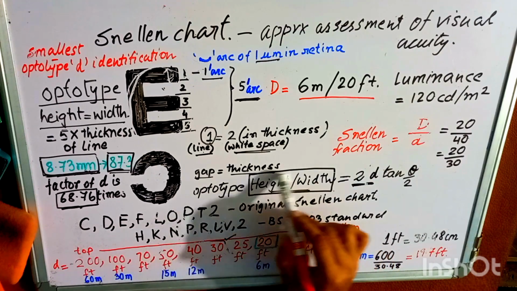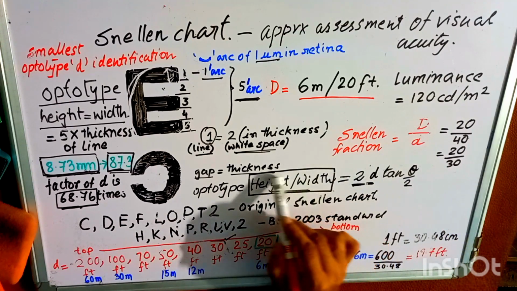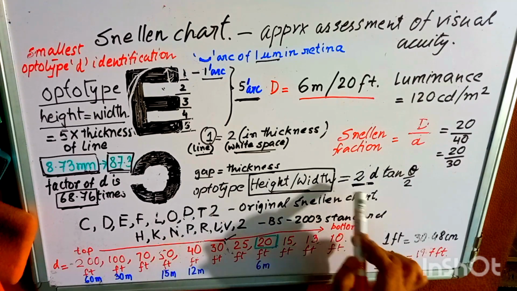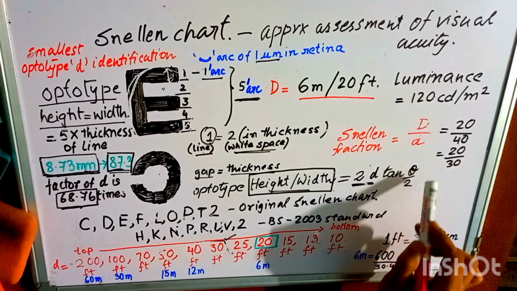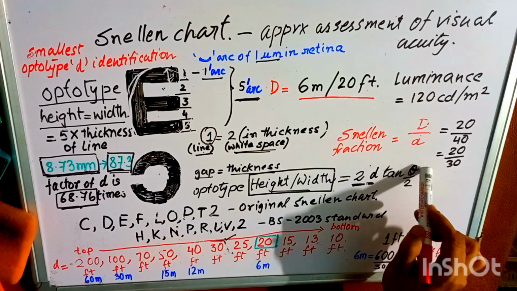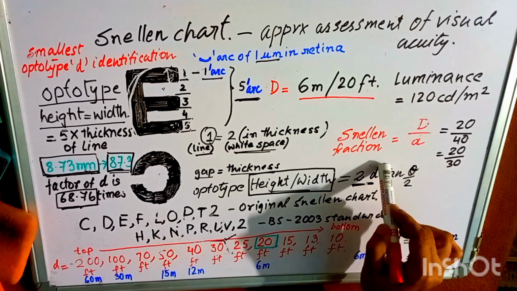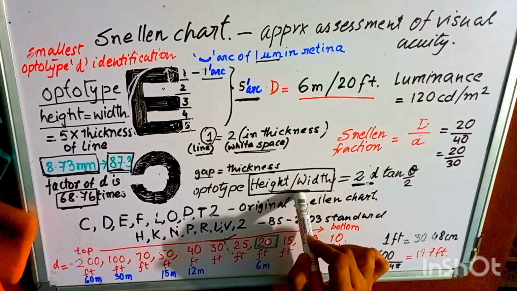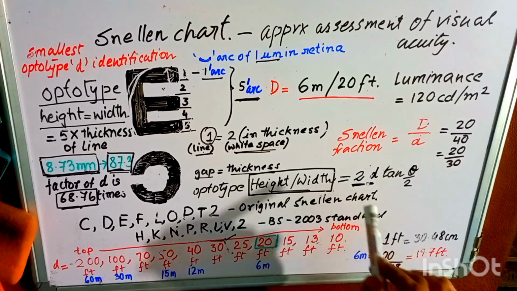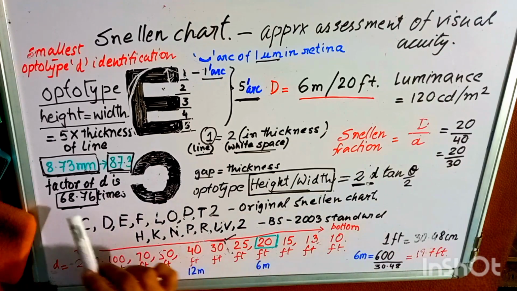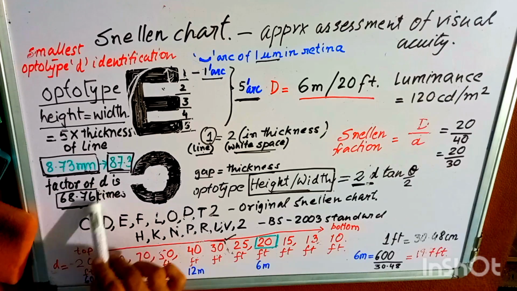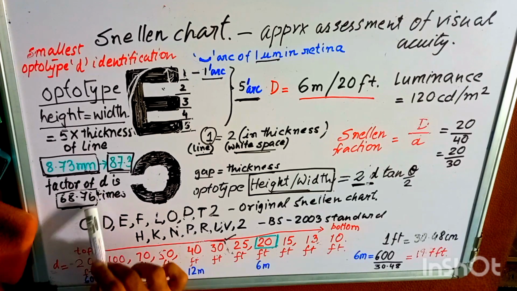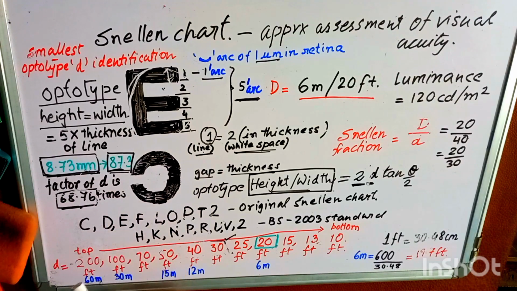So it is given by this formula: the size, or height or width, of the optotype is equal to 2d tan theta by 2, where theta is 5 radian minutes. And the distance is the size of the optotype multiplied by 68.76. 68.76 is the distance factor. The 68.76 is multiplied by the size of the optotype.